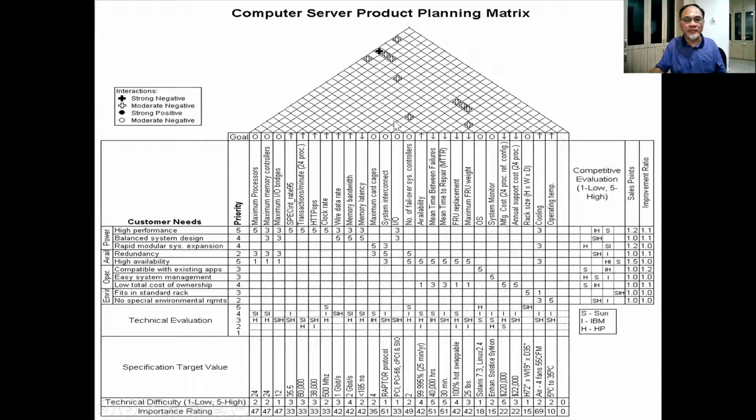Okay, so I mentioned to you these are the customer needs, and of course this is the primary, and this is the secondary. Primary is power. This is secondary: high performance, balanced system, rapid, modular. And these are the technical requirements, maximum processes.